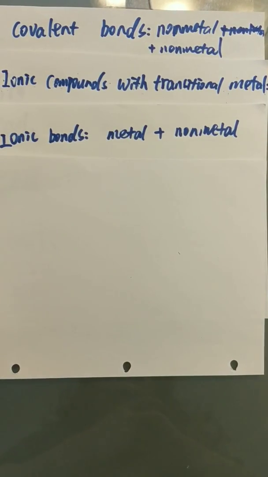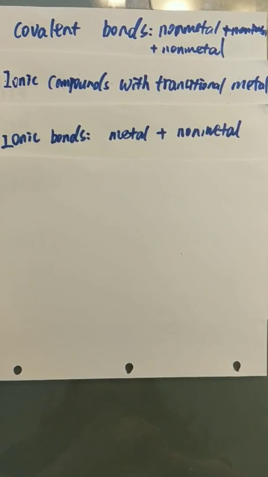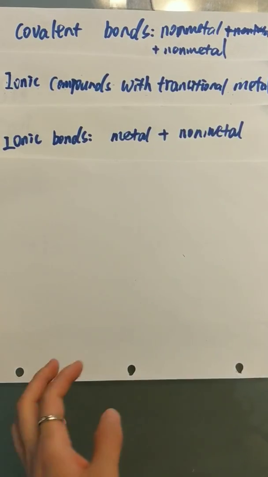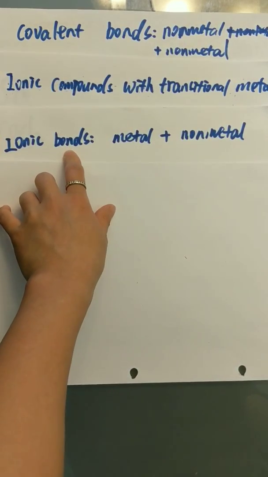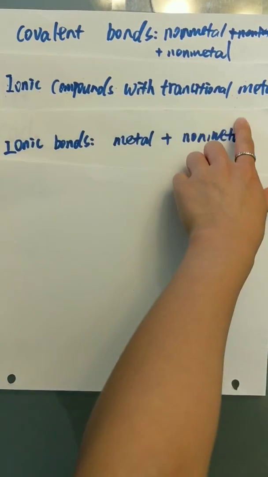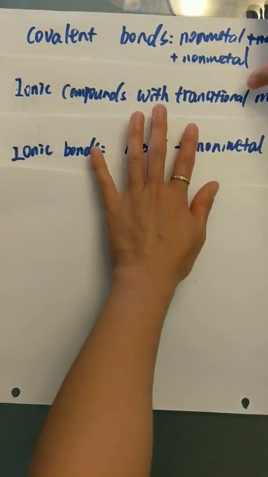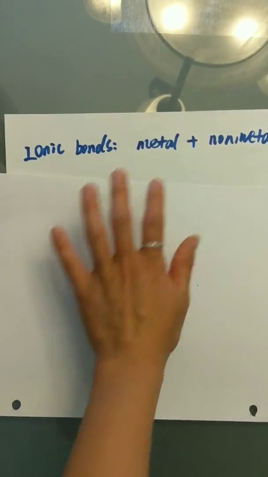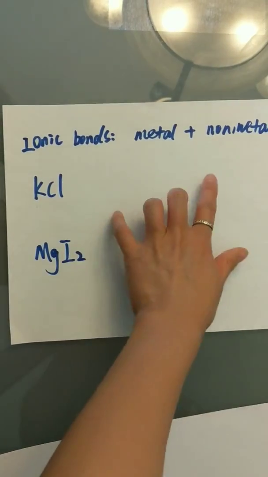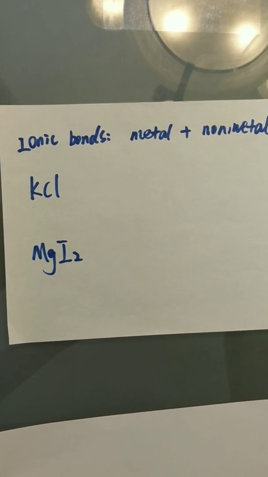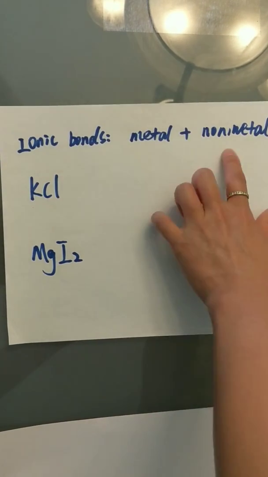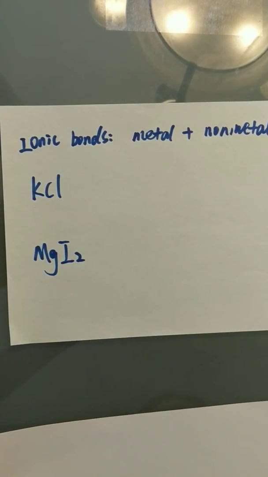Today we are talking about naming molecules from a formula. I will talk about ionic compounds with transition metals, and covalent bonds. So first, we'll talk about ionic bonds. So what is ionic bonds? That means it's metal and non-metals together.